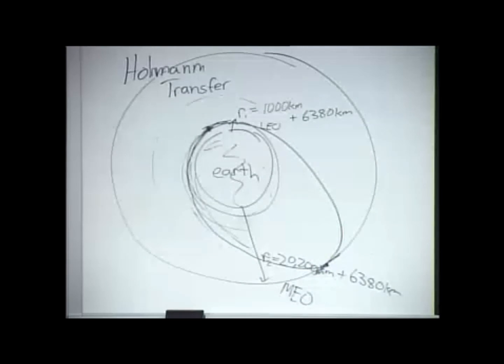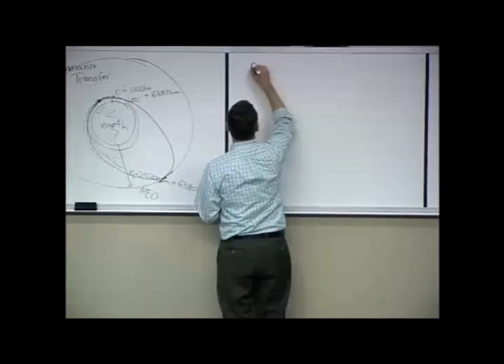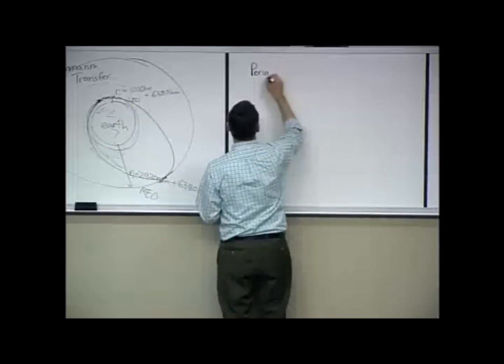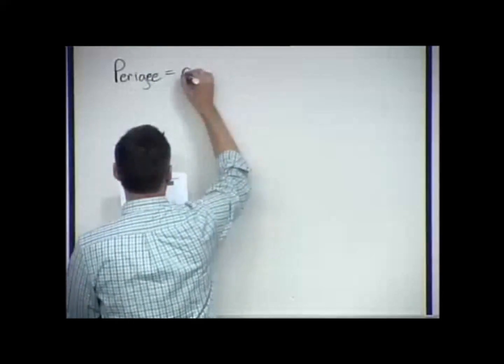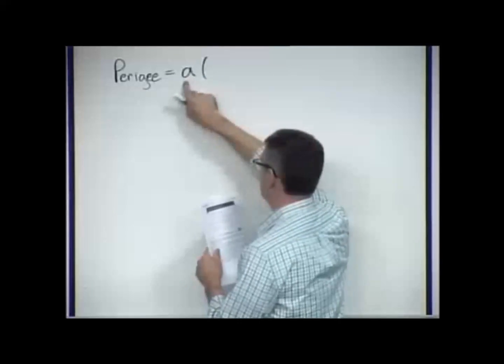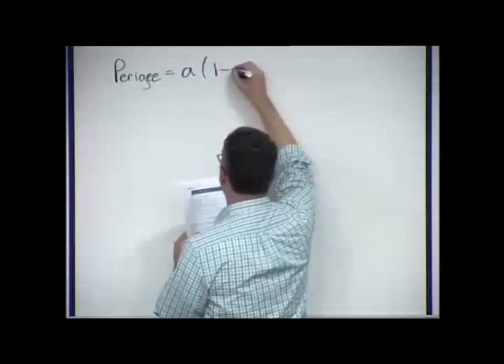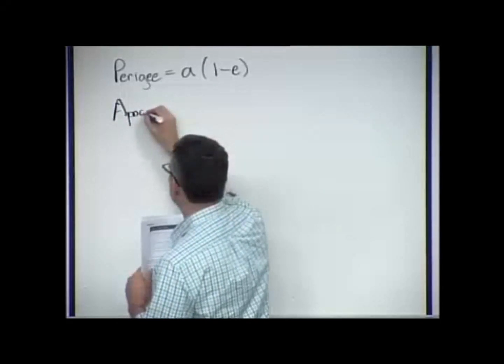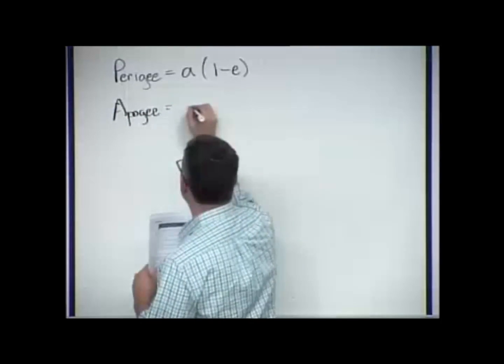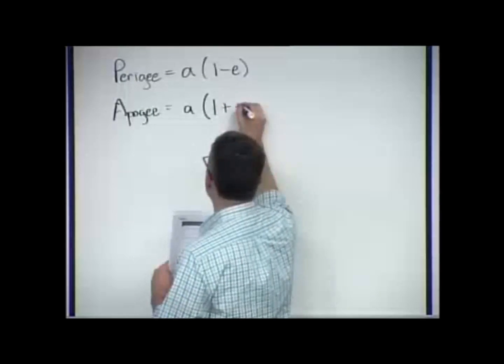How long does that take? Let's ask a couple questions. What's the eccentricity of the orbit? So we know that perigee is equal to A, my semi-major axis, times 1 minus E. And that apogee is equal to A times 1 plus E.